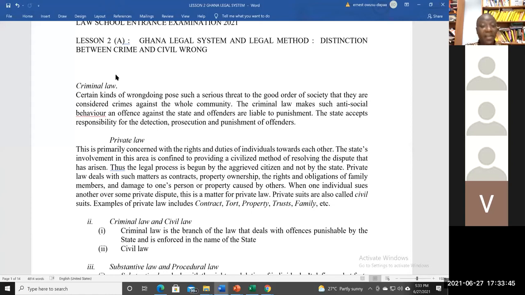So we continue our live interactive sessions aimed at helping you to make progress with your preparation towards the 2021 Ghana School of Law entrance examination. Last week, when we met, we shared thoughts which have been gathered from the experiences of examiners that have been part of the process. So we've done that.